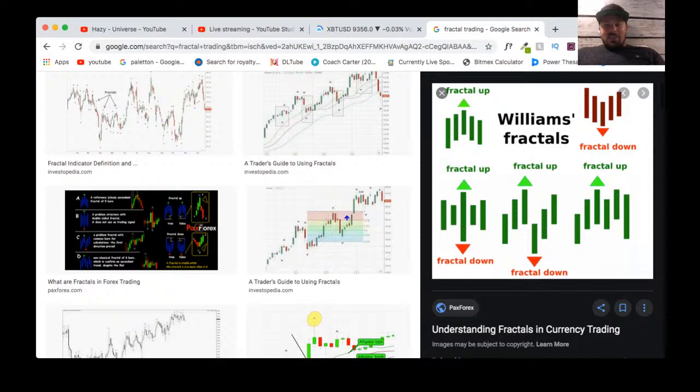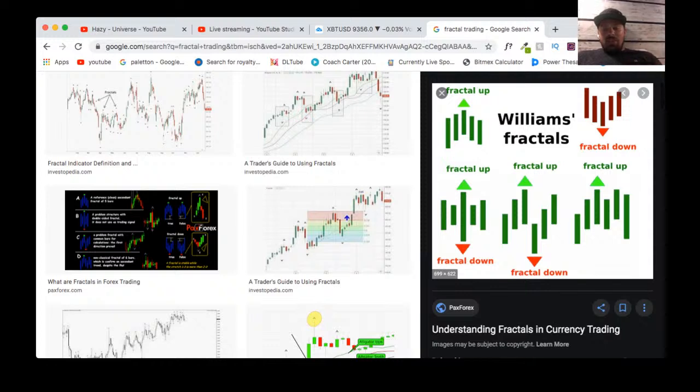So yeah, guys, if you're looking at the screen here, a Williams fractal is when you have one bar that is either higher than the previous two bars and the following two bars, or lower than the previous two bars and the following two bars. So a fractal marks a change in direction. When you have an up fractal, it means the direction went downwards. When you have a down fractal, it means the direction changed to go upwards. But fractals mark significant levels of resistance in the directly present time period.